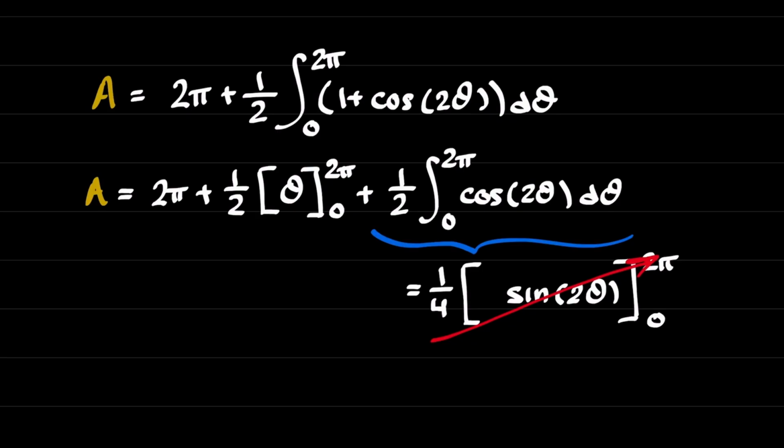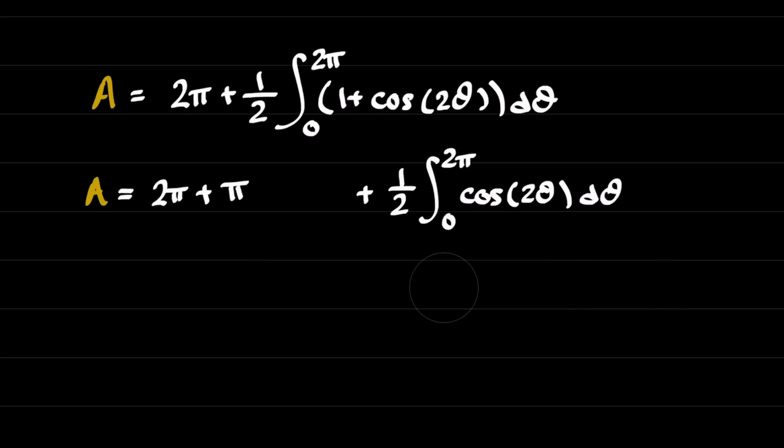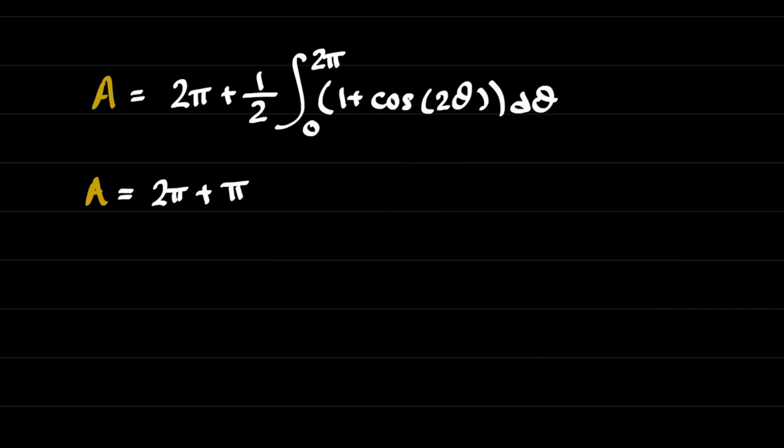That means we can turn our attention to this first term here, this 1/2 of theta, evaluated from 0 to 2 pi. And when we go ahead and do that substitution, we get that this is simply equal to 1/2 of 2 pi. Now, 1/2 of 2 pi is of course just pi. And so, given that this whole final term is simply equal to 0, we're simply left with 2 pi plus pi. Now, of course, that is just going to be equal to 3 pi, and that is our final answer.